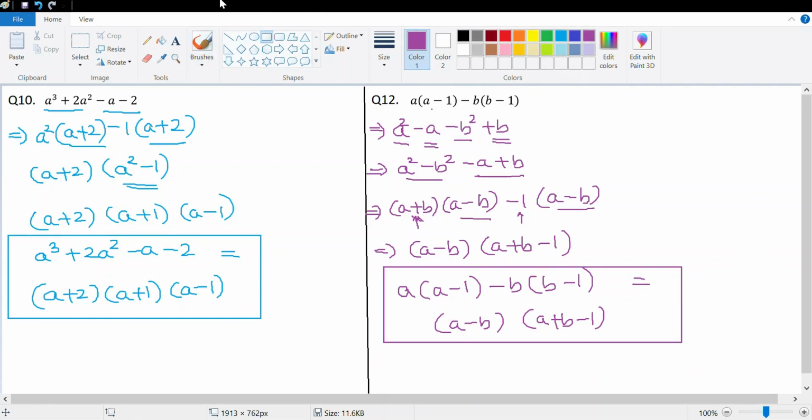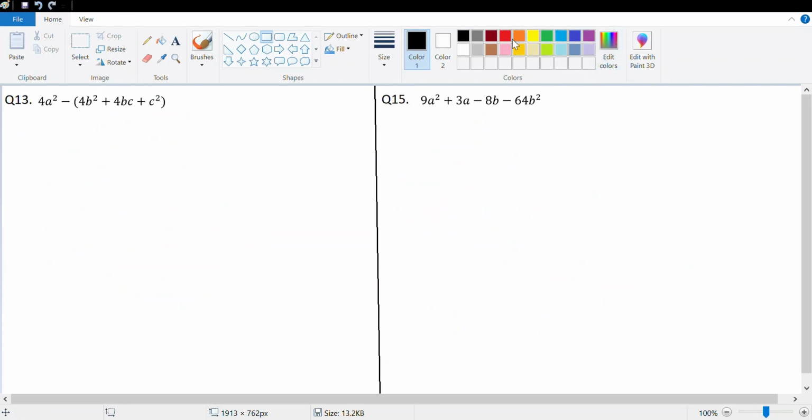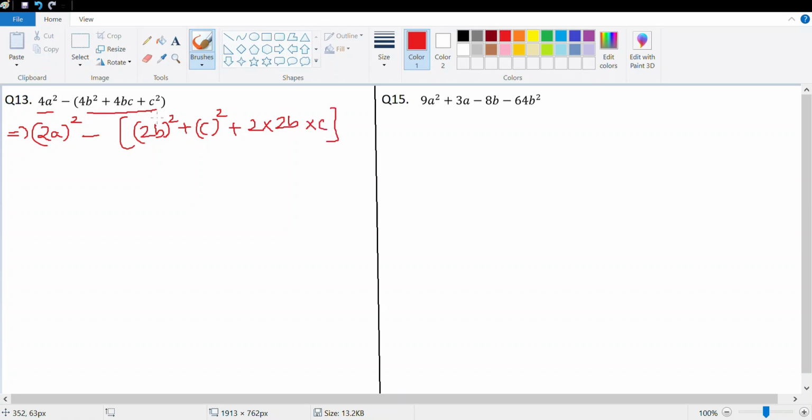I always recommend that you highlight your final answer so that your teacher, whoever is checking your paper, is able to see it clearly. Next one. Next one's question number 13. So this is 2a whole square. And let's see if I can find anything from here. Right. So the 2b whole square would give me 4b square. C square will give me c square, plus 2 times 2b into c will give me 4bc.